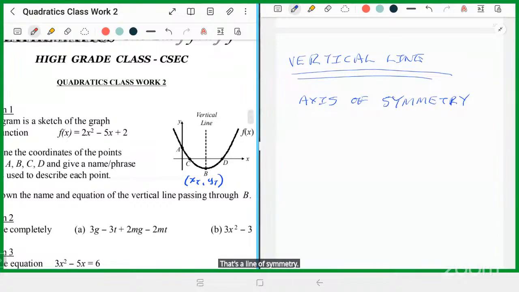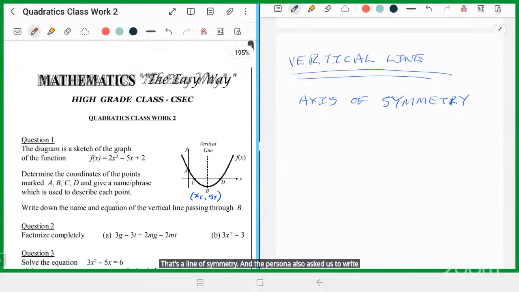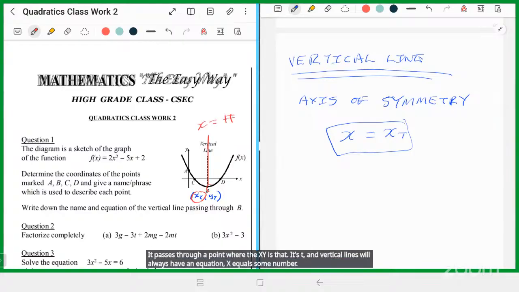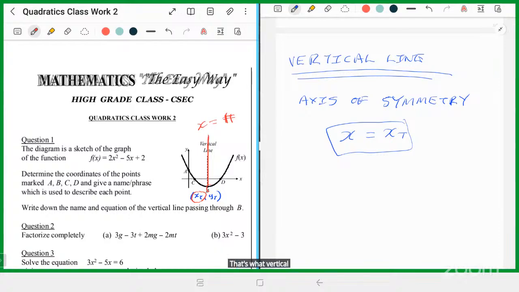And the question also asks us to write down the equation. The equation of that line is always x equals whatever the xt value is. That's how the equation of that line is written, a vertical line. Why is that? Because it's a vertical line that passes through a point where the x value is xt. And vertical lines will always have an equation, x equals some number. That's how vertical lines equations go. Where do we get that number? The x value at any point that it also passes through. So that's why we have it as x equals xt.